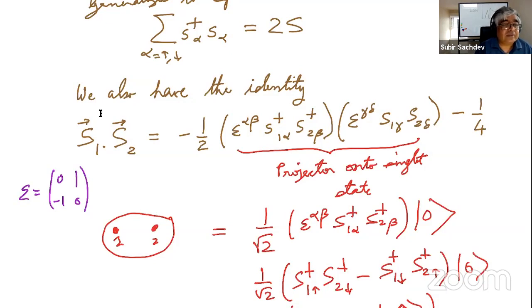-1/2. Oh yeah, okay. So that should be -1/2 of that. It should be -1/2. Okay. Well, okay, it's not quite the projection operator, I suspect. Yeah. So that should be +1/4. Yeah. Okay.